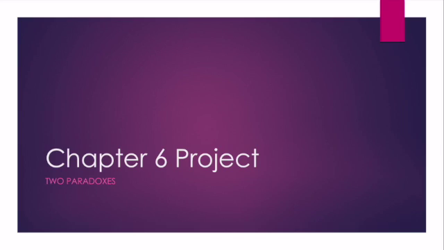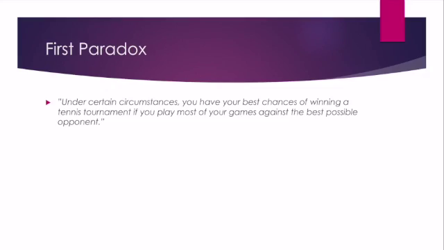So the Chapter 6 project is right at the end of Chapter 6. It's all about talking about two different types of paradoxes. And this is the first paradox we're examining. It's a paradox that under certain circumstances, that's a key word, we don't know what circumstances, you have your best chances of winning a tennis tournament if you play most of your games against the best possible opponent. So that's the paradox that we're given.